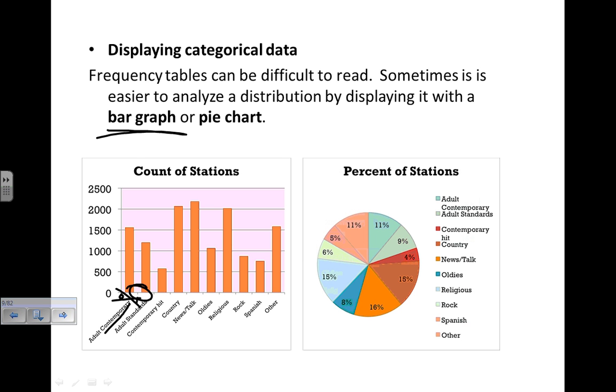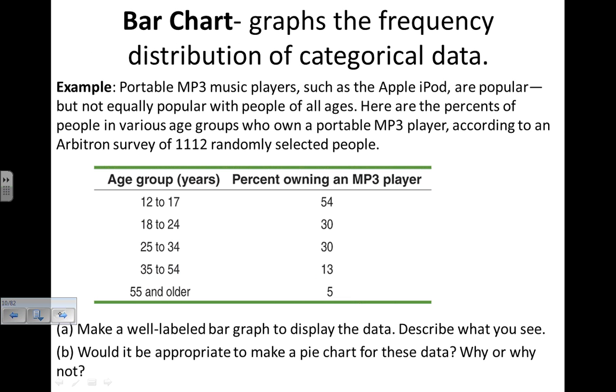Now over here, when you have percents, you could make a pie chart, absolutely. Or you could still make a bar graph, but instead of the counts, you would have percentages. It looks like the highest percentage I would need to go up to is 16%. So you might even just go by ones, 1%, 2%, all the way up. Okay? All right, so bar graphs graph the frequency distribution of categorical data.